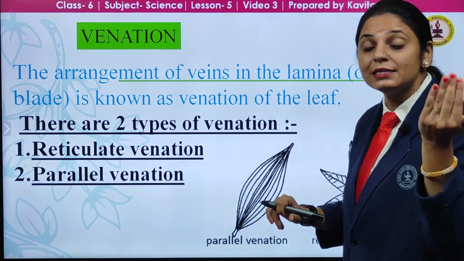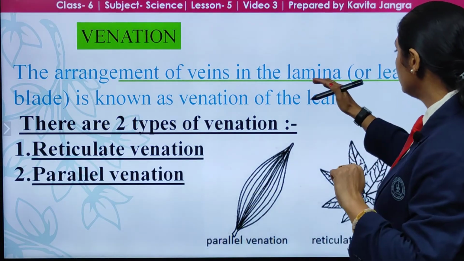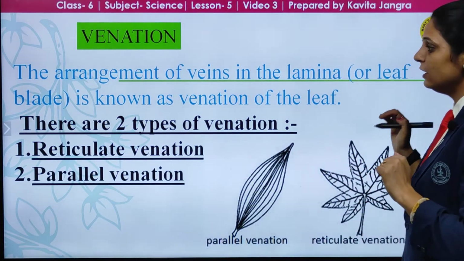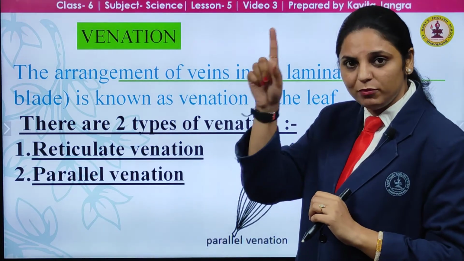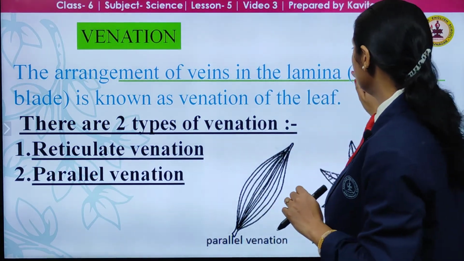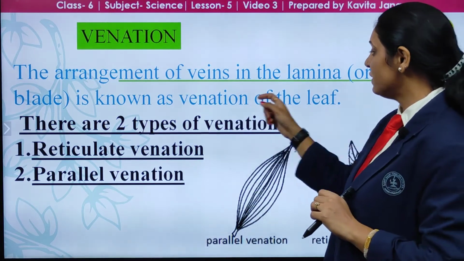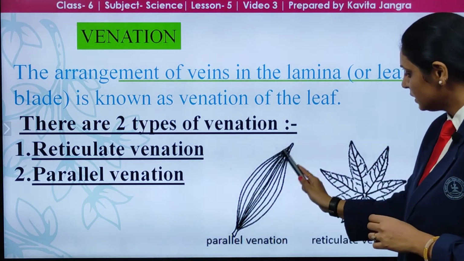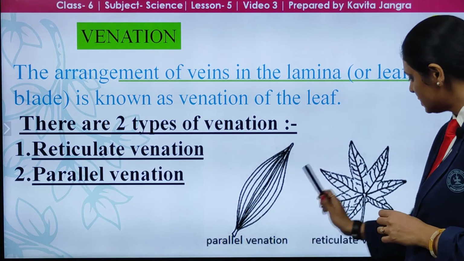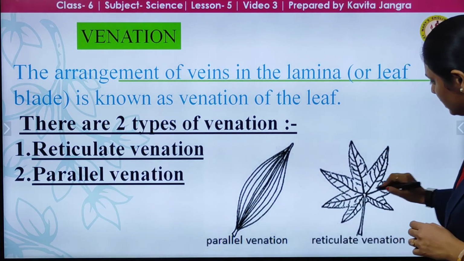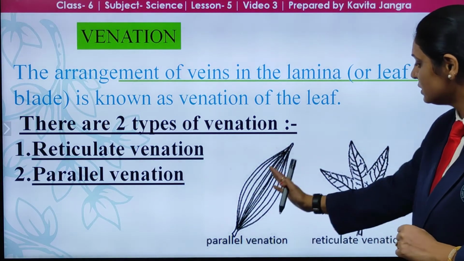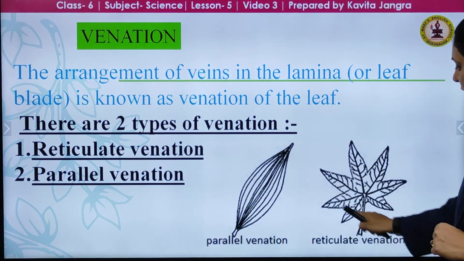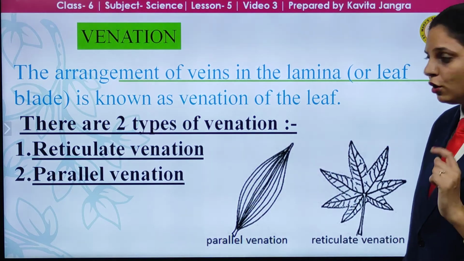What is it? It is the arrangement of the veins in the lamina or the leaf blade. As I show you in the diagram, that is the leaf blade. On the leaf blade, the arrangement of the veins is known as venation of the leaf. As you can see, on both the leaves the veins look different. So this is the arrangement of veins on the lamina, that is venation of the leaf.